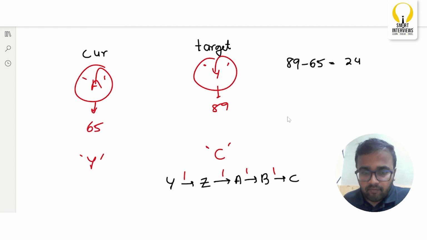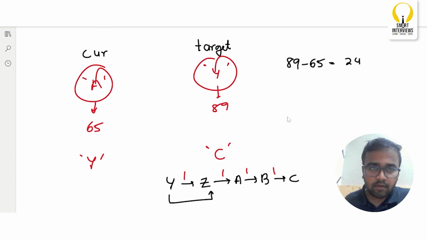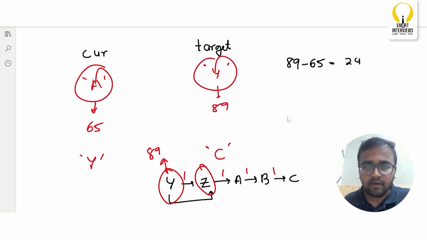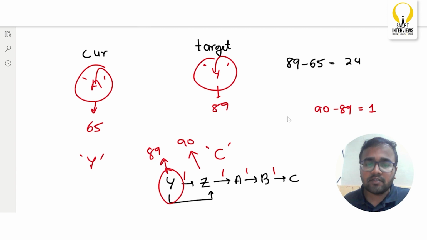So if you observe, we are going first from Y to Z. In how many steps? Same, you can take the ASCII value of Y, which is 89, and then Z, which is 90. So in how many steps are we going? 90 minus 89, which is equal to 1 step. In 1 step you can reach till Z, including Z.